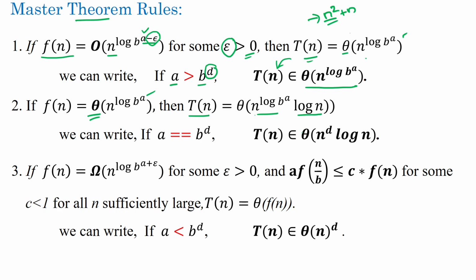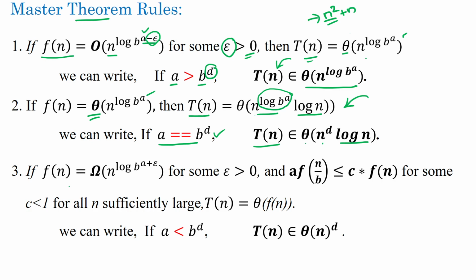multiplied by log n. So this can be used when a equals b to the power d. If both are equal, then we can say the time complexity is big theta of n to the power d log n. This term can be represented as a and d, log base b of a.